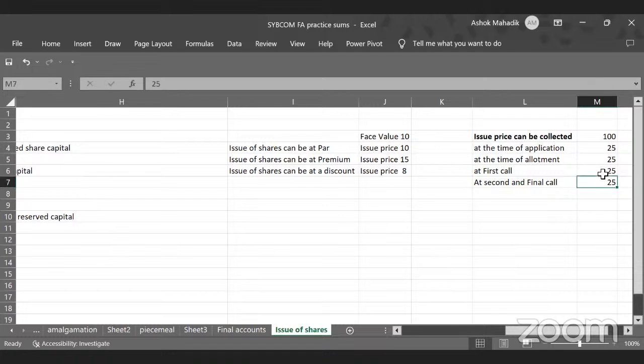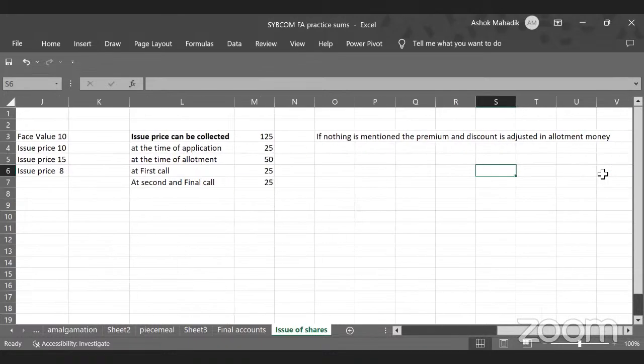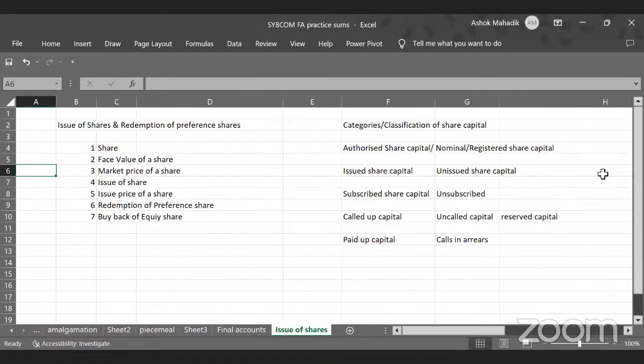As I told you, the issue price can be higher. In the case of a premium, it can be 125 instead of 100. So that 25 rupees extra may be collected at the time of application, allotment, first call or final call. Normally, if nothing is mentioned, we take it in allotment money. Clear? If nothing is mentioned, premium and discount is adjusted in allotment money. Okay, students. So this was the basics of issue of shares.